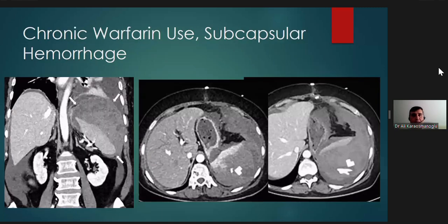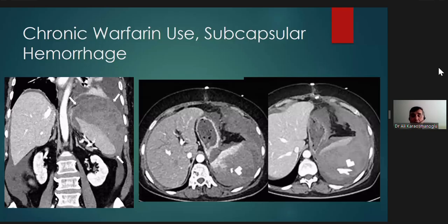So chronic warfarin use, anticoagulation use, antiaggregant use is very common in modern medical practice, right? For all sorts of cardiac diseases, vascular diseases, or stroke patients, it's very commonly used. They're mostly safe, but they're not that innocent. So this patient was on chronic warfarin, presented to ED with severe abdominal hemorrhages.